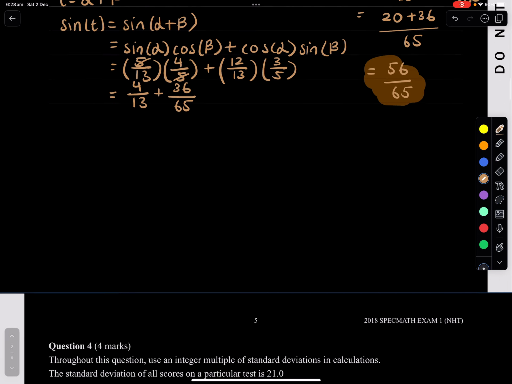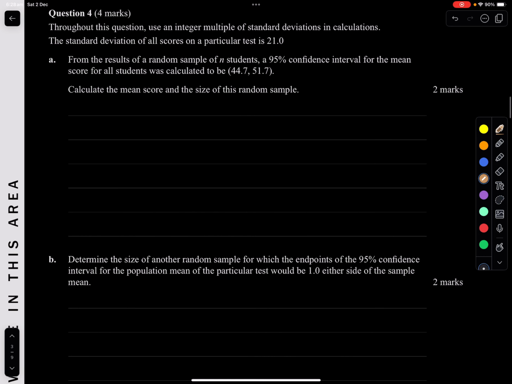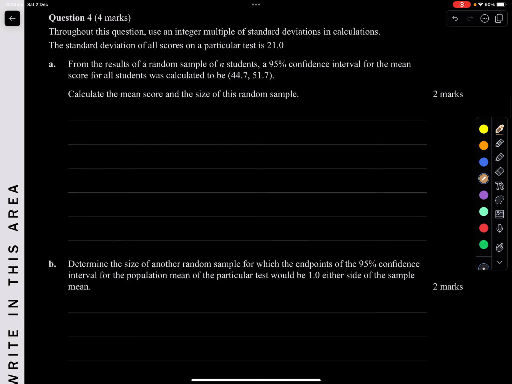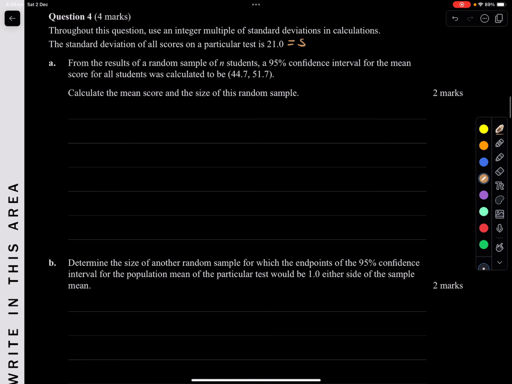Nice. Next question. So question 4. Throughout this question, use an integer multiple of standard deviation in these calculations. The standard deviation of all scores of a particular test is this. So this here is your S value. From the results of a random sample of n students, a 95% confidence interval for the mean score for all students was calculated to be this. Calculate the mean score and the size of this random sample.